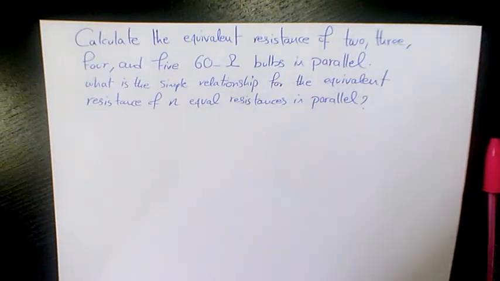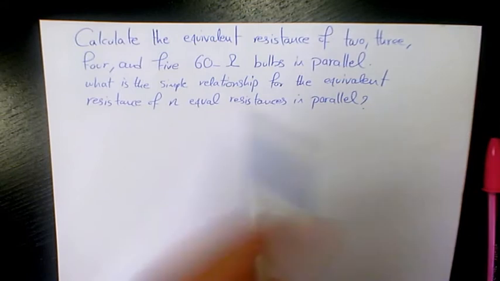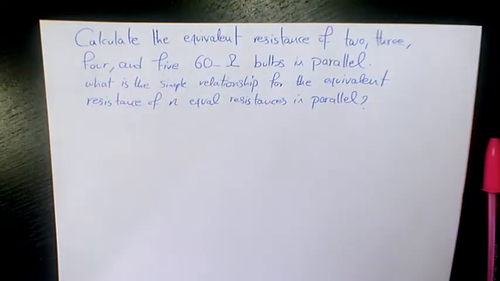Now in this example, I want to show you how to calculate the equivalent resistance when we have identical resistors in a circuit. Calculate the equivalent resistance of 2, 3, 4, and 5 60 ohm bulbs in parallel. What is the simple relationship for the equivalent resistance of n equal resistances in parallel?